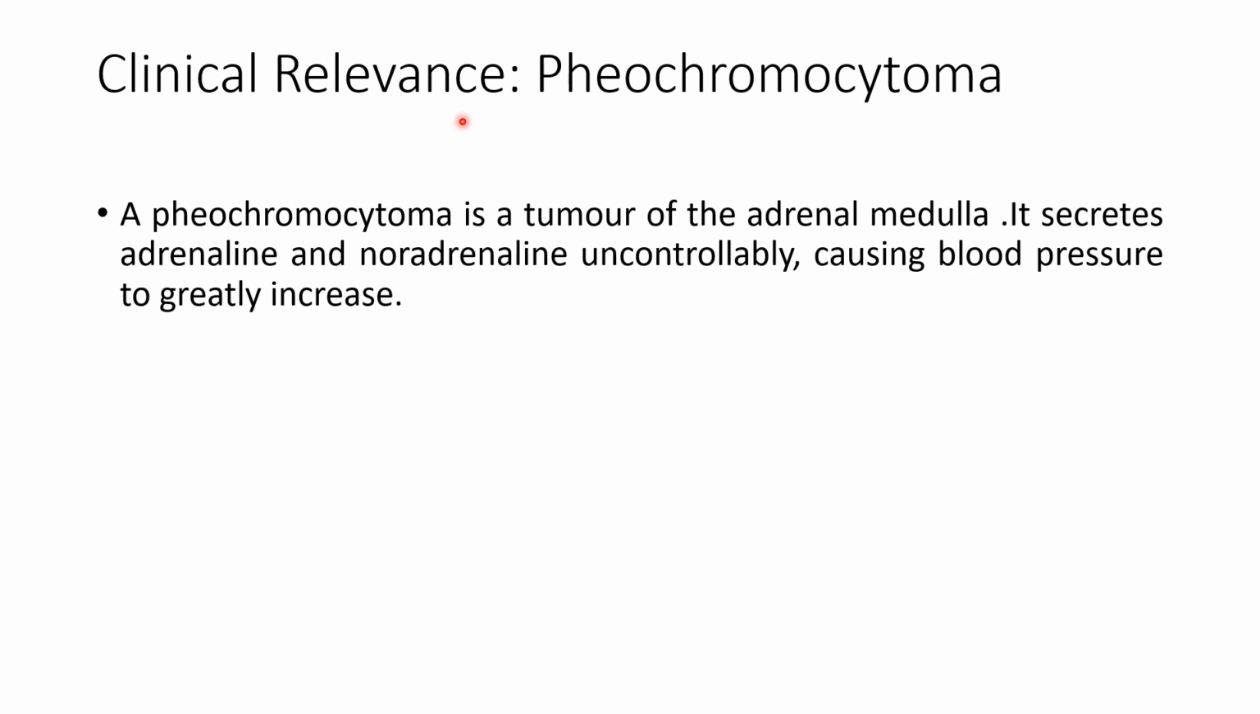About the clinical relevance, there is a condition called pheochromocytoma. It is a tumor of the adrenal medulla. It secretes adrenaline and noradrenaline uncontrollably, causing high blood pressure. This is in brief about the anatomy of the adrenal gland.